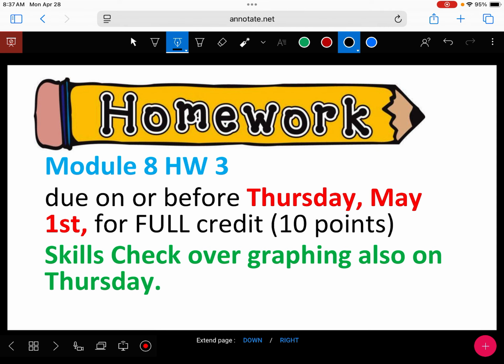Homework 3 is due on Thursday. If you weren't here Friday, the handout is there. It's in the yellow Friday folder. You also have a skills check on Thursday.